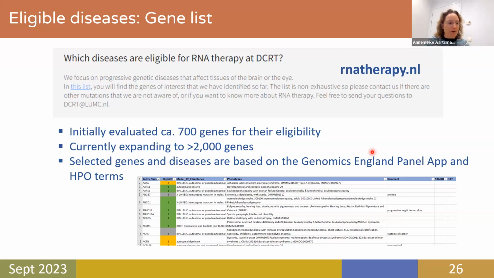So we have a person, a clinician, who is manually going through all the genes and see, well, would this be an eligible gene, yes or no, based on specific criteria? And we're sharing this gene list on our website. So that's useful for us as DCRT, but useful for the global community as well.